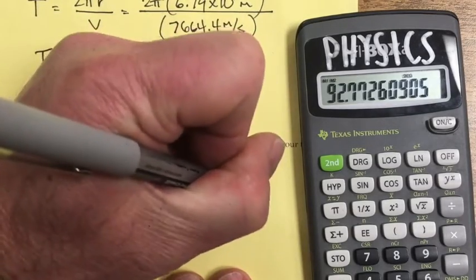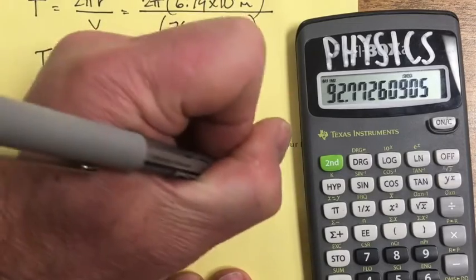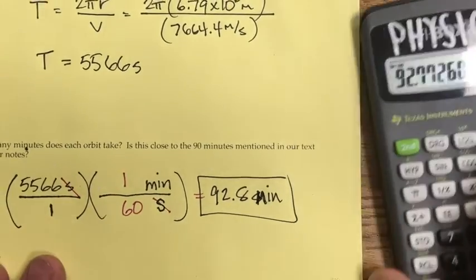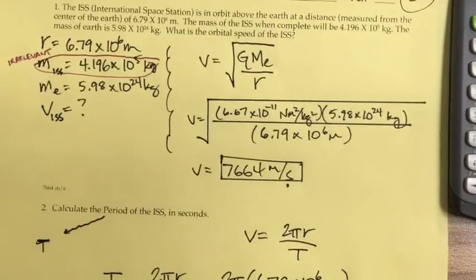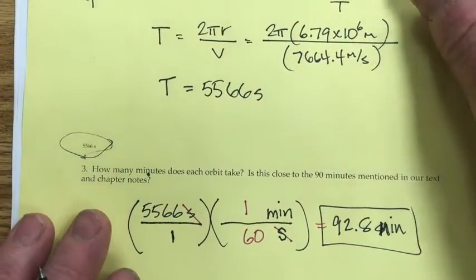I'm going to round that off to just 92.8 minutes. So you'll see we've sort of done our first big sample problem on satellite motion.